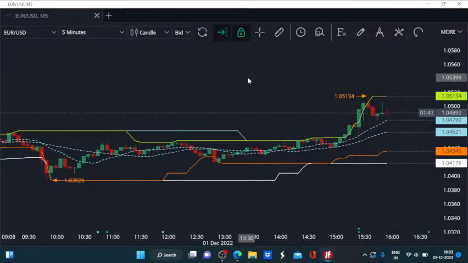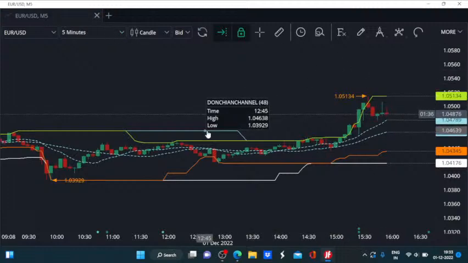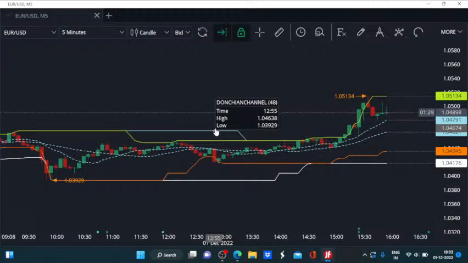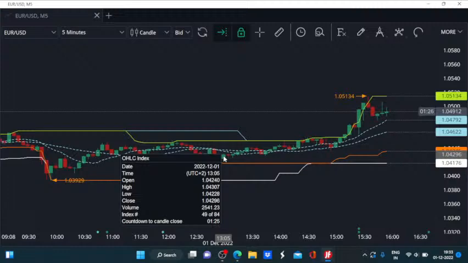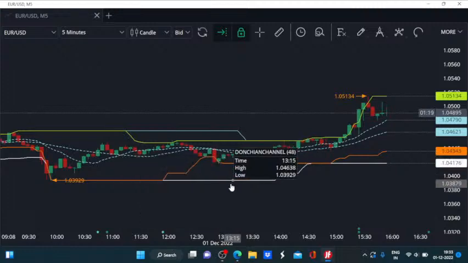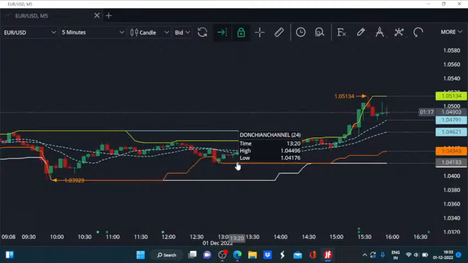This is the chart of the Euro USD drawn on the 5-minute candlestick time period, and I have added the range for last 4 hours. This is the Donchian channel with the calculation period at 48, and since each candle period is defined at 5 minutes, that means 48 multiplied by 5, we arrive at 240 minutes, that is 4 hours. So we have the price range of 4 hours, and then this Donchian channel 24 represents the 2-hour range.